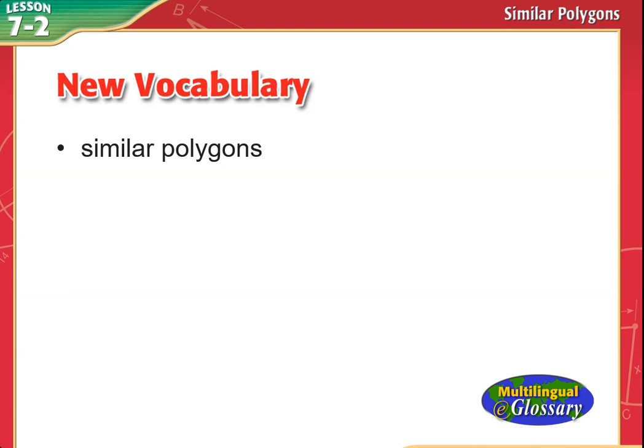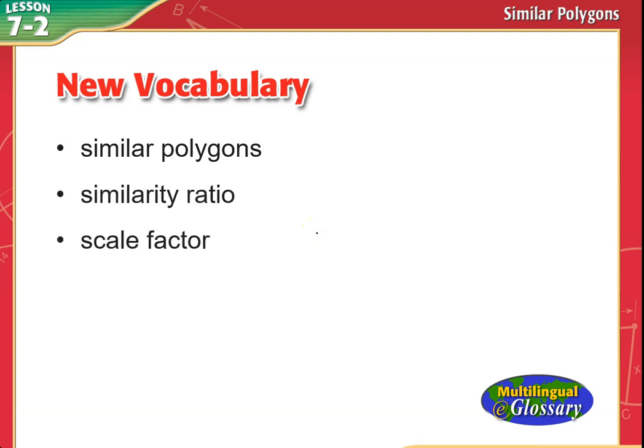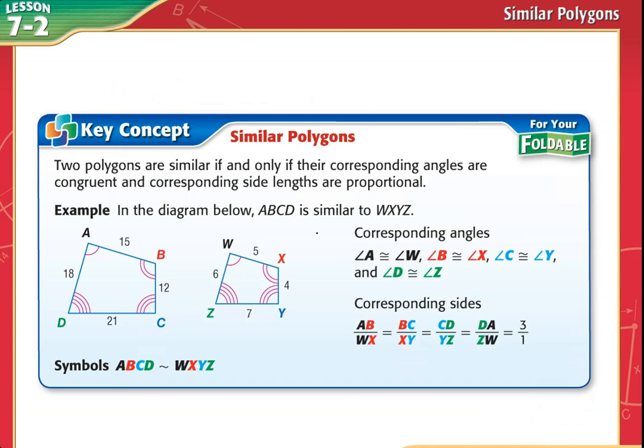Hello, geometry students. We're in section 7-2 and we have some new vocabulary. We have similar polygons. We also have similarity ratio and scale factor. Two polygons are similar if and only if their corresponding angles are congruent, and the corresponding side lengths are not necessarily congruent, but they are proportional. That there is a difference.